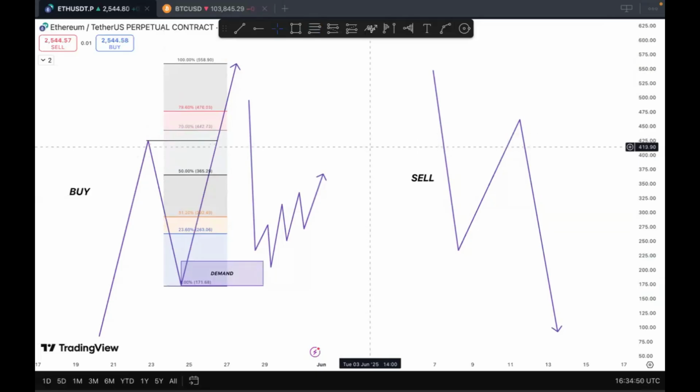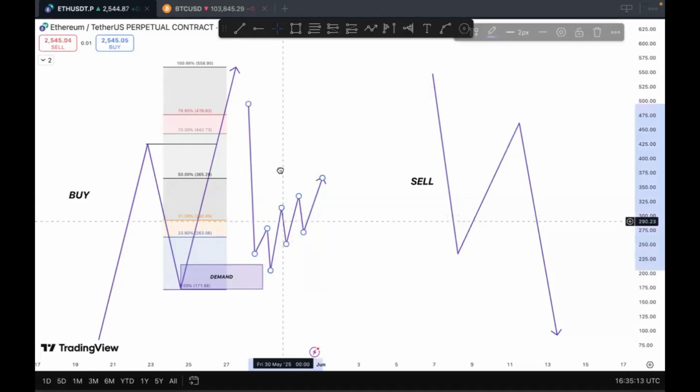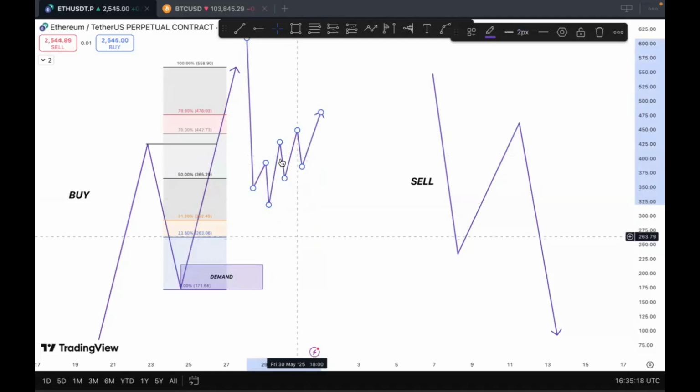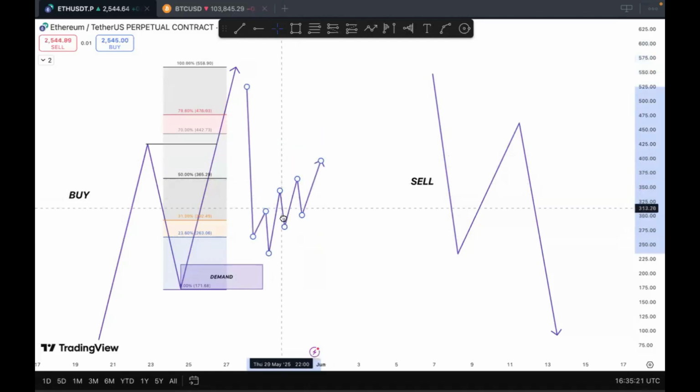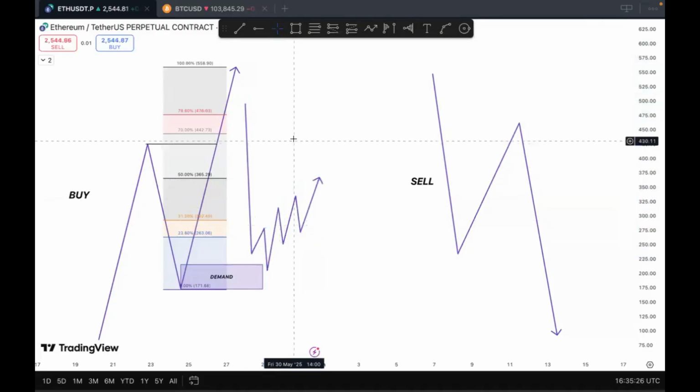So if I see a buy at the equilibrium, am I going to take the trade? No, don't take that trade. If I see a buy at the premium, am I going to take the trade? No, don't take that trade. Don't buy at the premium. Don't buy at the equilibrium. If you see your structure at the equilibrium, let's say here, don't buy at the equilibrium. Rather, wait for your buy. You want to see that your buy is at the discount. So we want to buy at the discount.